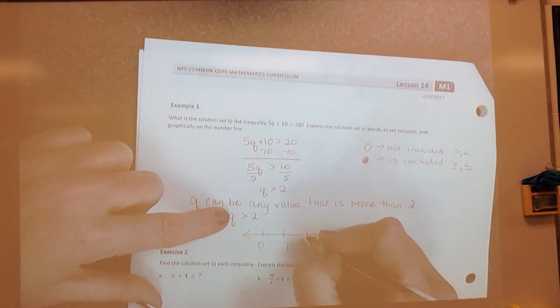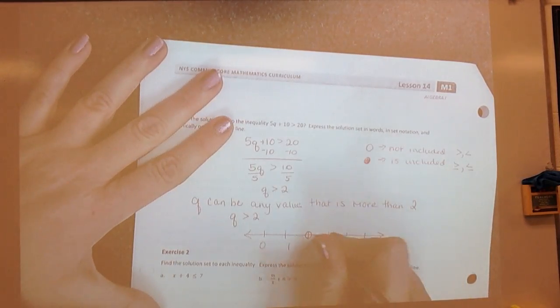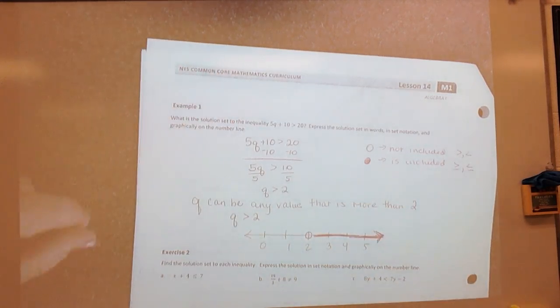So I'm going to put an open circle at 2. And then I'm going to shade everything that is bigger than 2. Okay.